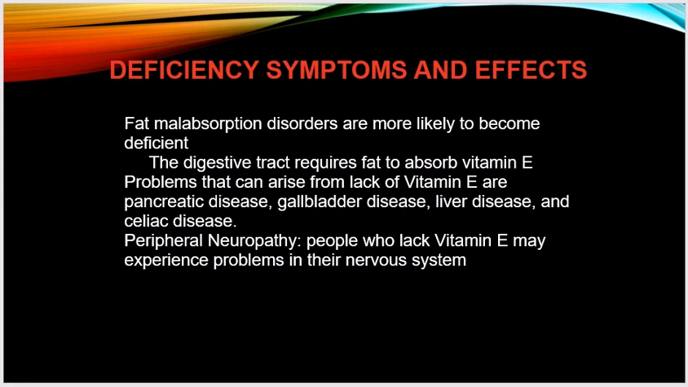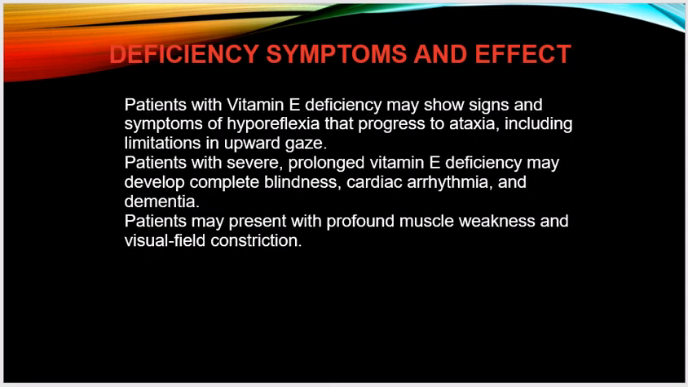The deficiency of vitamin E is related to fat malabsorption disorders. These patients are more likely to become deficient. The digestive tract requires fats to absorb vitamin E. The problems that can arise from the lack of vitamin E are pancreatic diseases, gallbladder diseases, liver disease, and celiac disease. In peripheral neuropathy, people who lack vitamin E may experience problems in their nervous system also.